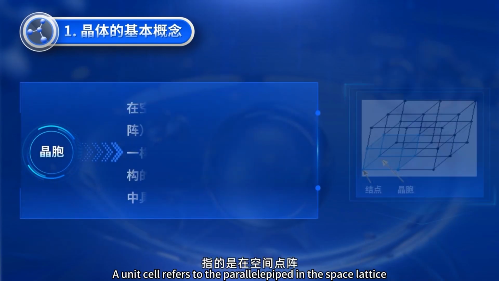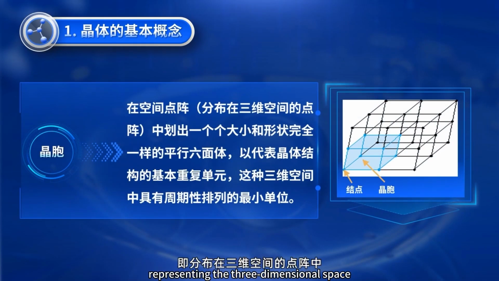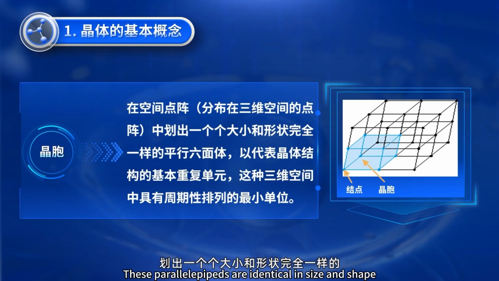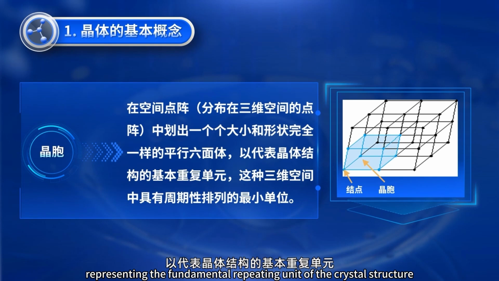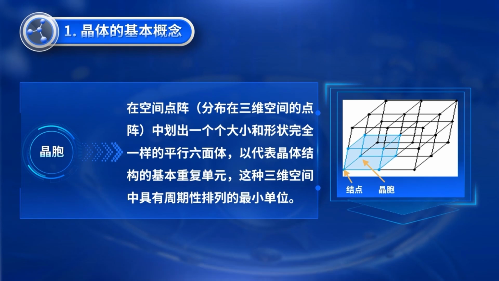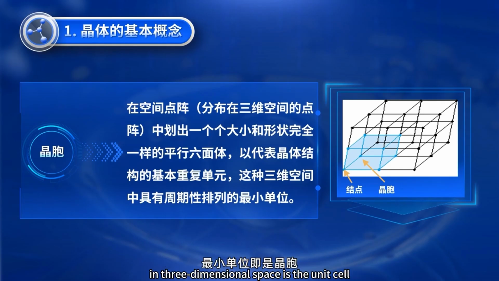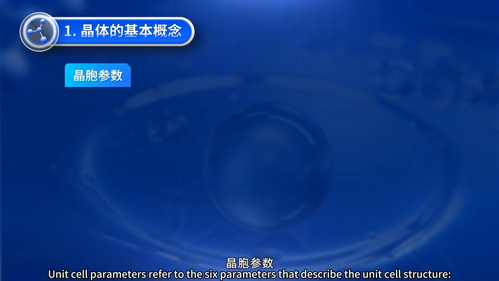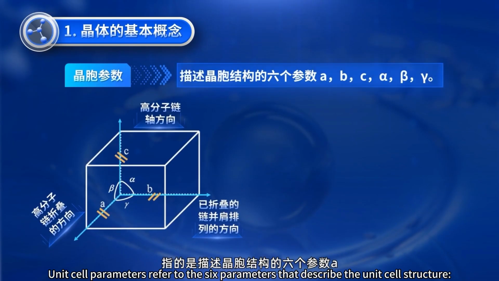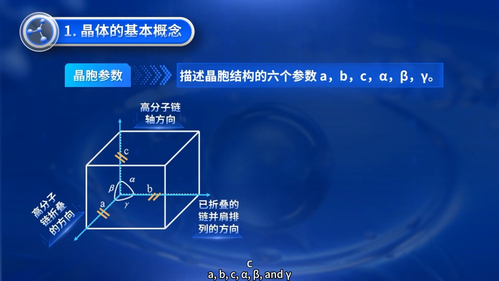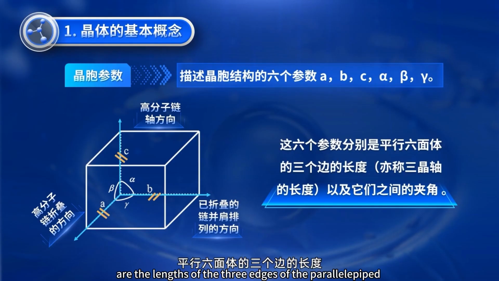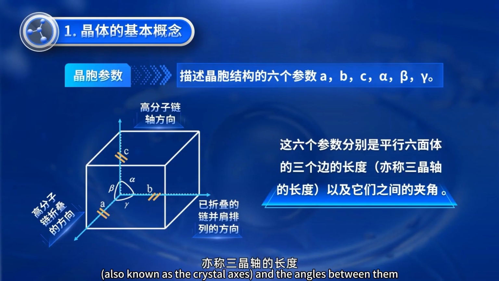A unit cell refers to the parallelepiped in the space lattice representing the three-dimensional space. These parallelepipeds are identical in size and shape, representing the fundamental repeating unit of the crystal structure. The smallest unit with a periodic arrangement in three-dimensional space is the unit cell. Unit cell parameters refer to the 6 parameters that describe the unit cell structure: a, b, c, alpha, beta, and gamma. These 6 parameters are the lengths of the 3 edges of the parallelepiped, also known as the crystal axes, and the angles between them.